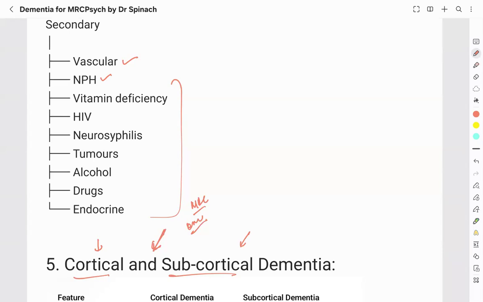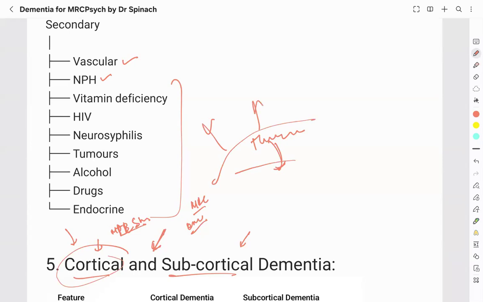Isn't medial temporal a cortical structure? No, I'm talking about the temporal lobe, the subcortical dementia. Yeah, but medial temporal lobe structures, wouldn't they come under cortical dementia? I'm not sure. Yeah, I think everything related to cortex. So subcortical would be everything after the thalamus, and everything before it is cortical. Okay. Yeah.